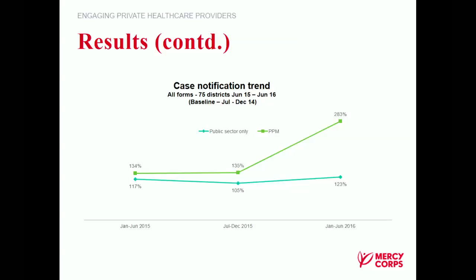This is the case notification trend with the baseline. We have taken July to December 2014 data for the whole district, public and private sector combined, as the baseline. And in Jan to June 2016, when our services were well established in all 75 districts, you can see a huge increase in the cases notified by the private sector.